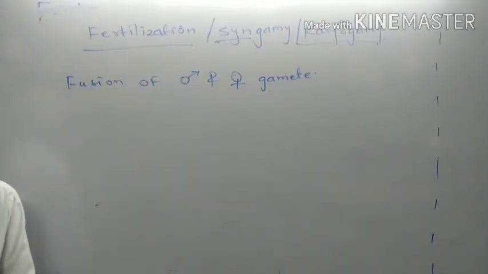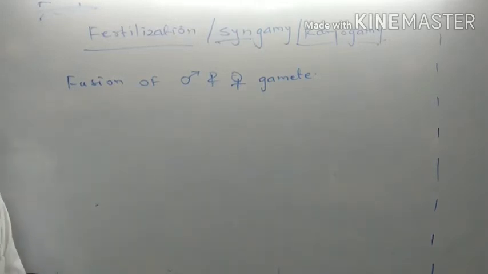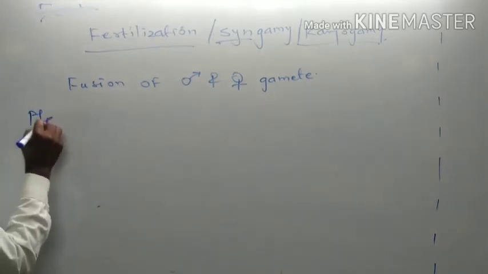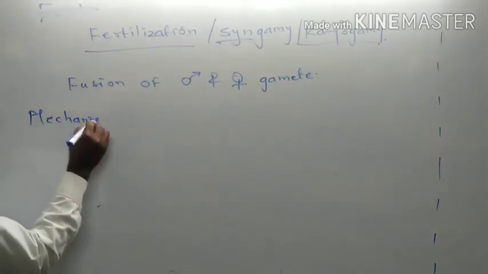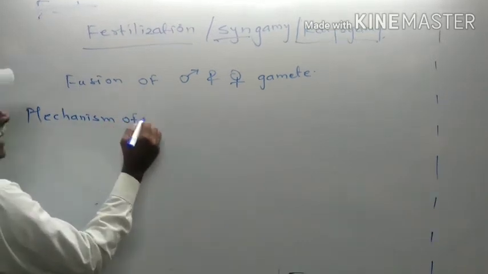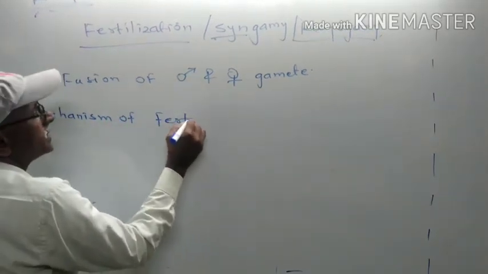So, after fertilization, the zygote is formed, and from the zygote, the embryo is formed. So, we will see the mechanism of fertilization.